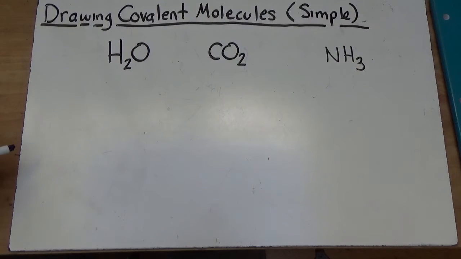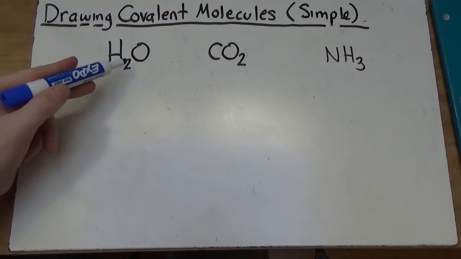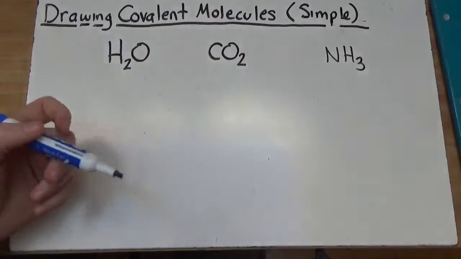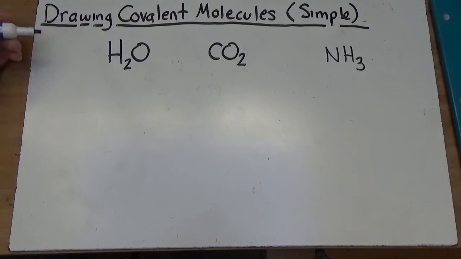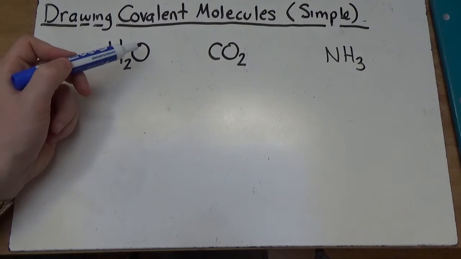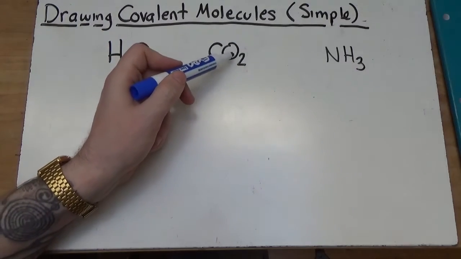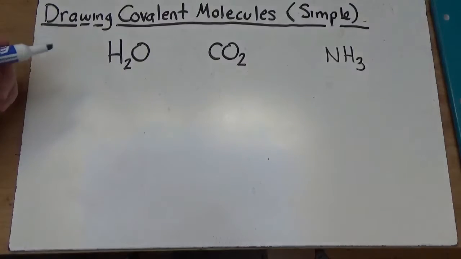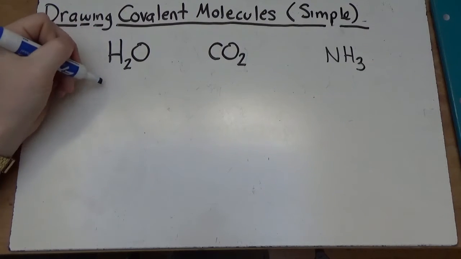Today's lesson is drawing simple covalent molecules. When you are presented with a covalent molecule and tasked with drawing it, the first thing you want to do is look at every individual element and draw out the Lewis dot diagram for the neutral version of that element.